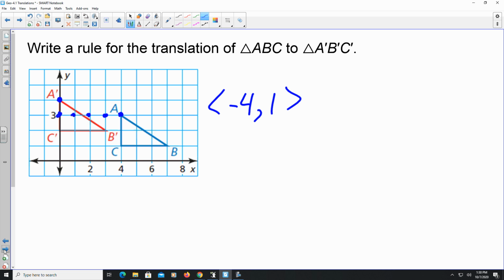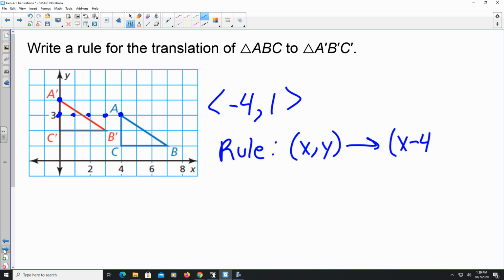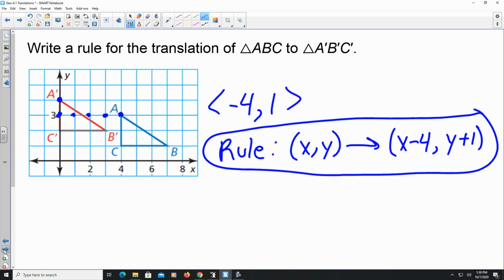If I'm going to write this as a rule, it's going to look something like this. Depending on your values of x and y, it'll look like x, comma, y, and then you'll have an arrow, and the arrow is going to tell us where the translation is located. In this particular instance, it's going to be x minus 4, because it went 4 to the left, comma, y plus 1. So this would be my rule for the translation from ABC to A prime, B prime, C prime.